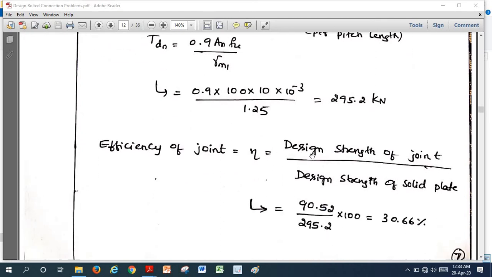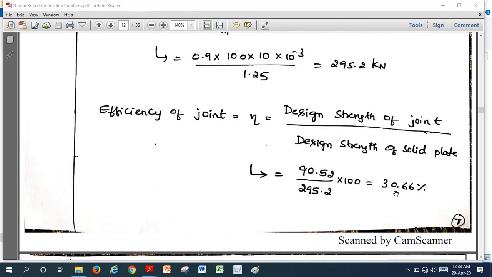Now the efficiency of the joint is the design strength of the joint divided by the design strength of the solid plate. It comes out to be 30.66%. This is the efficiency of the joint per pitch length, since we are not given any details about the joint dimensions. Thank you.